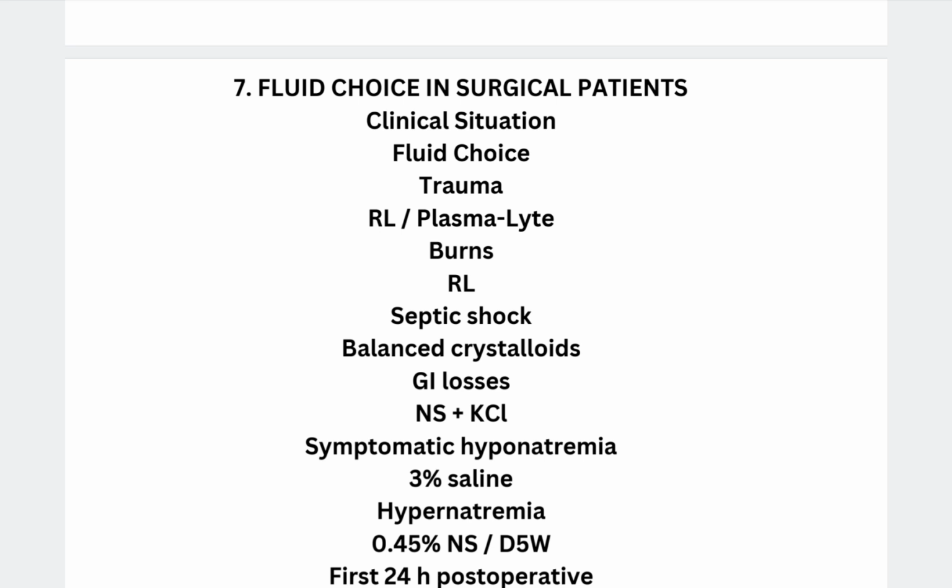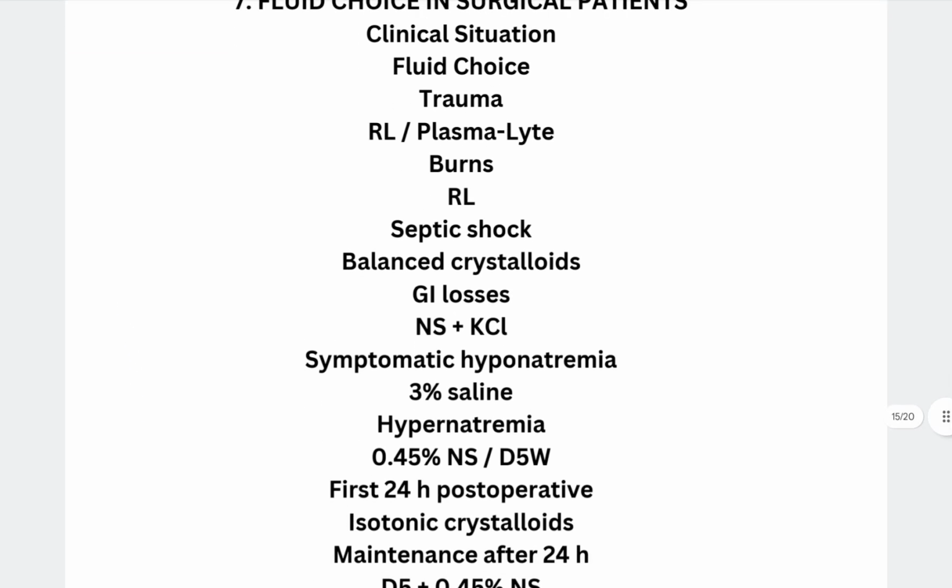In patients with any kind of gastrointestinal losses, we have to infuse half normal saline with dextrose, and whenever the patient has adequate urine output, we have to add 20 milligrams per liter of KCl. So that is the fluid of choice for GI losses. And if any patient has symptomatic hyponatremia, we can use hypertonic saline such as 3% saline.